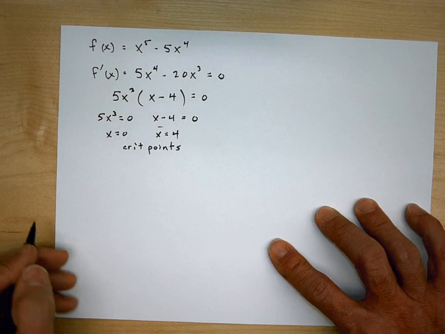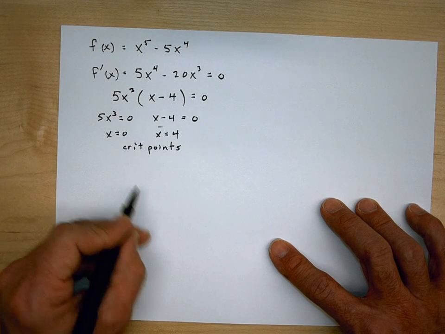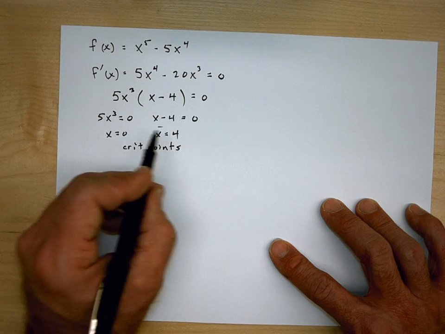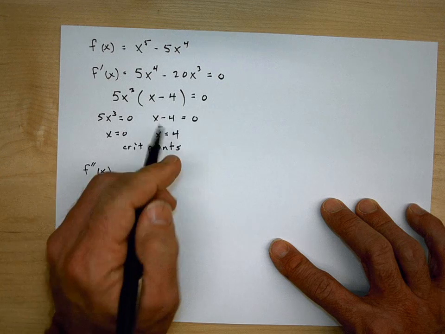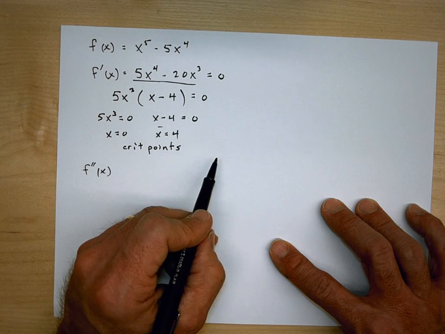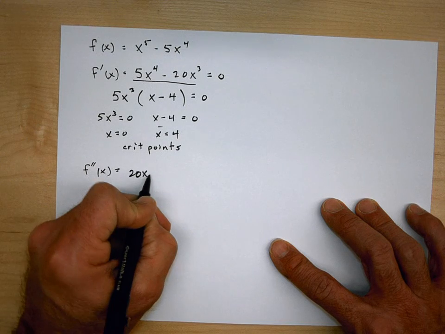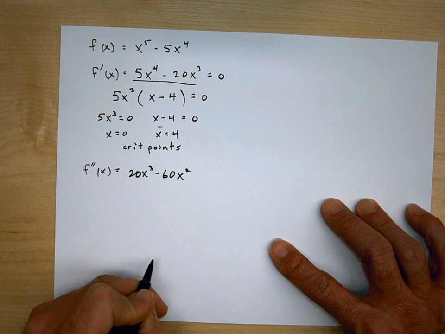Okay, now, if I want to use the second derivative test to test these critical points, I want to put them into the second derivative to determine if the second derivative is positive or negative at these points. I need to find the second derivative, which again we did in the last lecture, but it's easy to do. I'll start with this one so I don't have to use the product rule rather than the factored form. So I have 20x cubed minus 60x squared, all right?